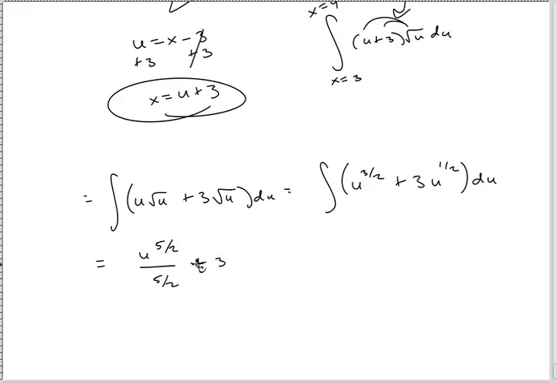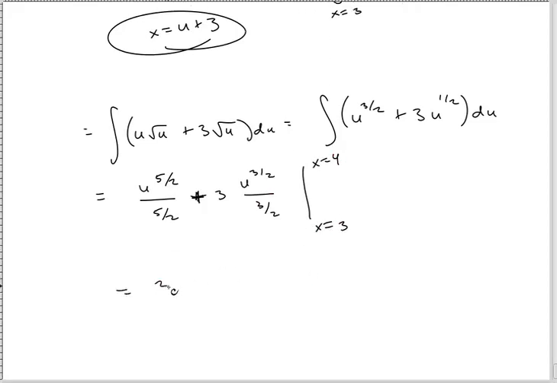That's supposed to be a plus sign. 3 halves, 3 halves. And then plus c? No. This is from x equals 3 to x equals 4. Do not plug it in directly into u. Do not.